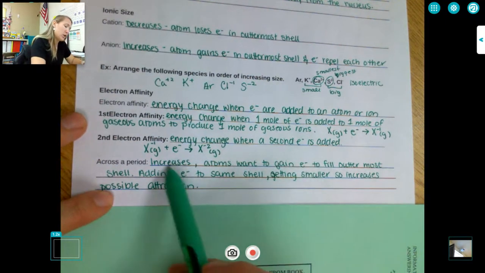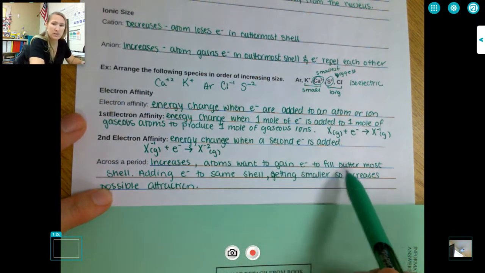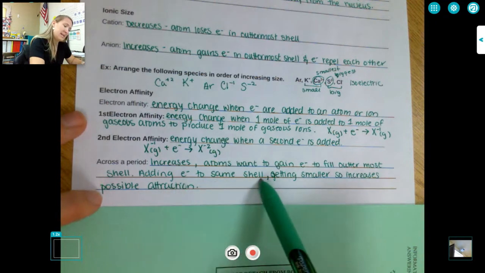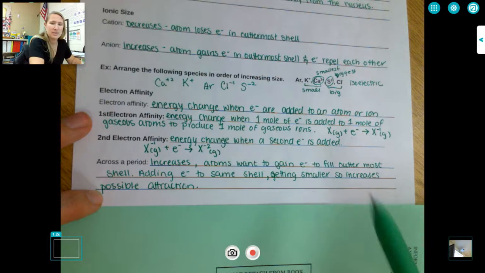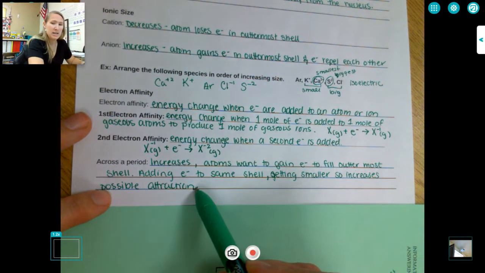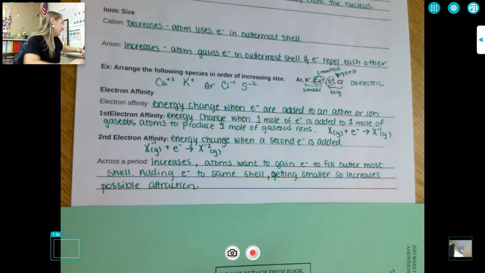Now, as I go across a period, atoms continue to want to gain electrons to fill the outermost shell. So if I add electrons to the same shell, my overall size gets smaller, right? Because I'm moving to the right across the table. So I'm going to have more attraction from my nucleus to my outermost shell. And therefore, if I have more attraction, that means that it's going to want to continue to gain electrons. So my electron affinity increases.